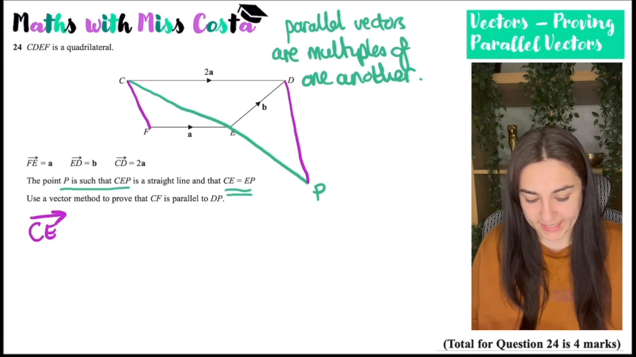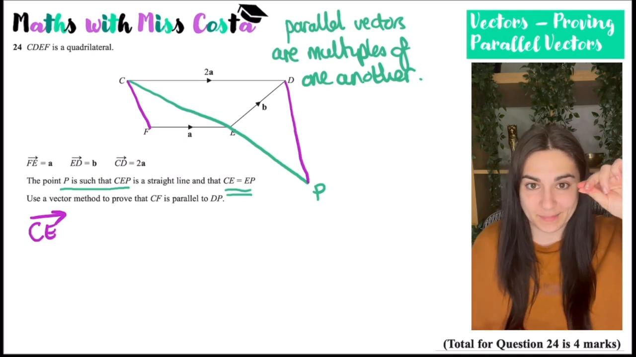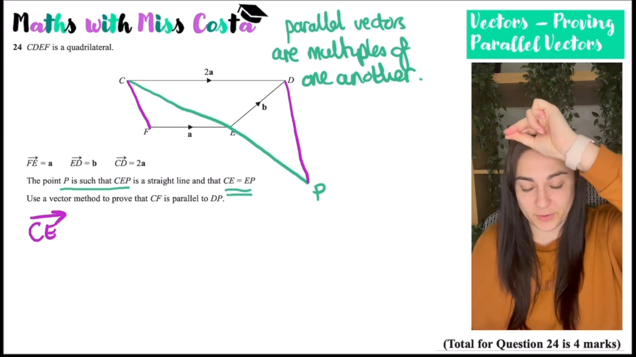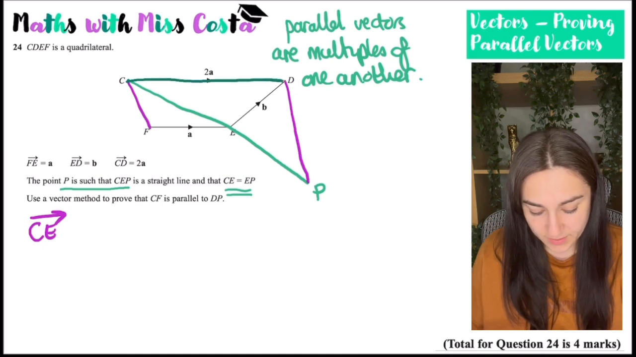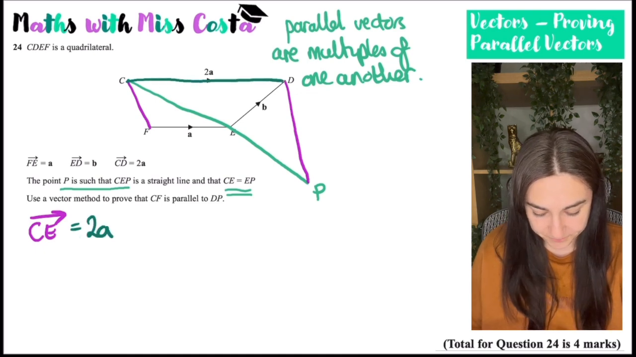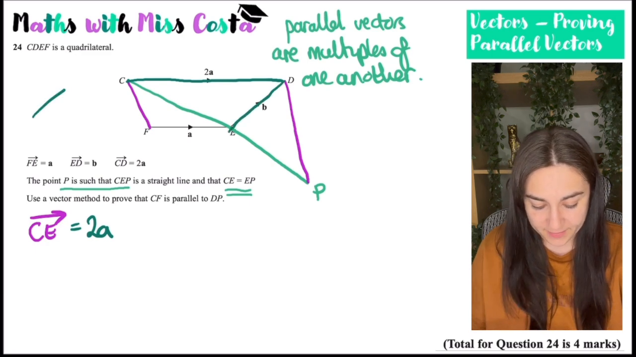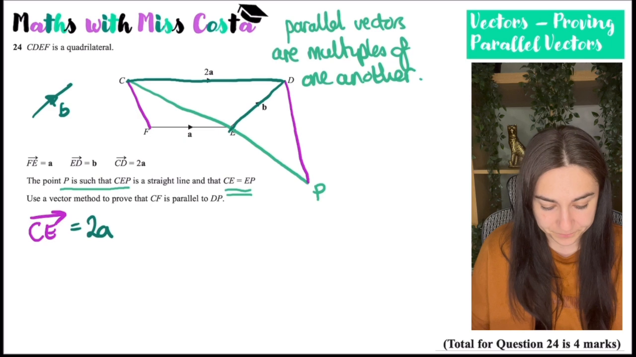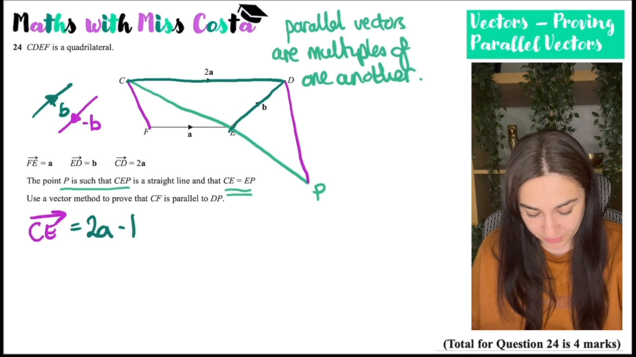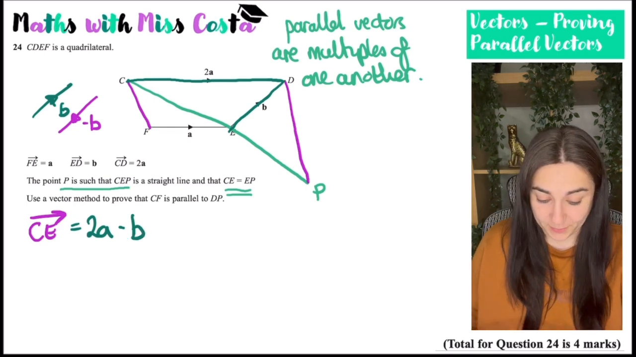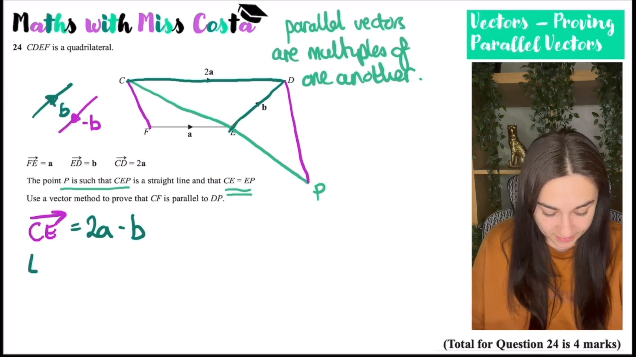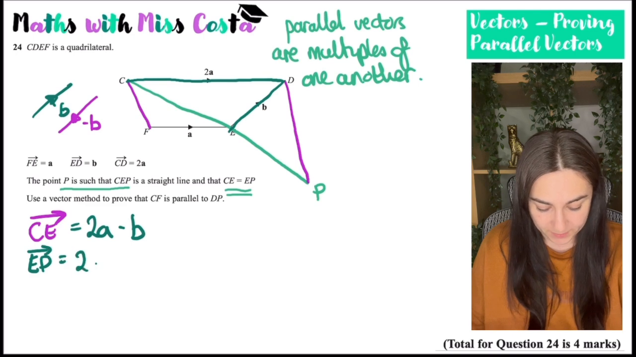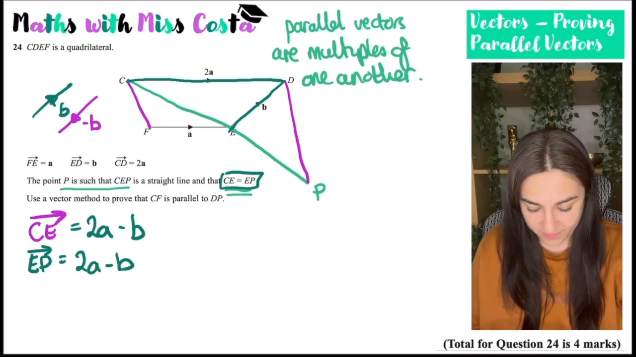So the vector CE, remember with the vectors, all we're doing is we're like a little ladybug, and all we can do is travel along the vector lines that we've already been told. So to get from C to E, I'm going to go along this route. So that's going to be 2a. I'm going to have to go down this way. Now this vector going in this direction is B. And because I'm going in the inverse direction, it's going to be negative B. So I'm going to write negative B. And that's how I get to CE. So if I know that CE is 2a minus B, then EP must also be 2a minus B because I know that they are the same.